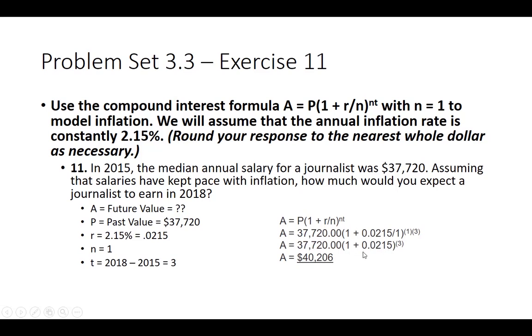Add 1 to that. We get 1.0215. Raise that to the 3rd power. Keep it in the calculator. Multiply by 37,720 and then round to the nearest whole dollar. Our answer is $40,206.